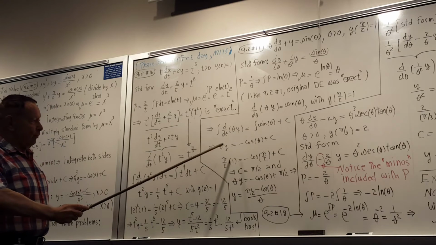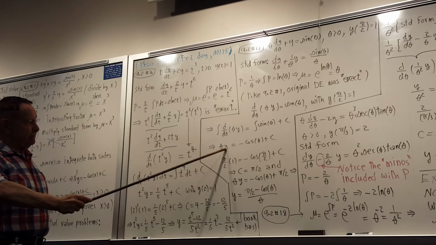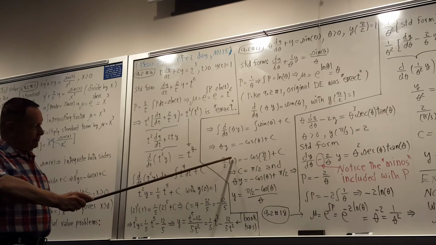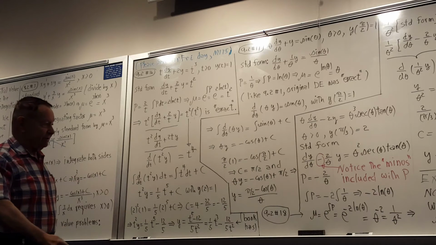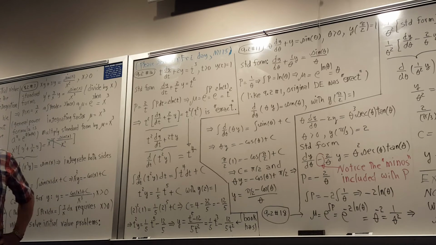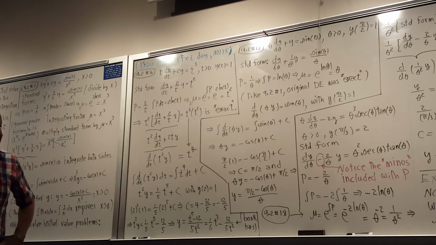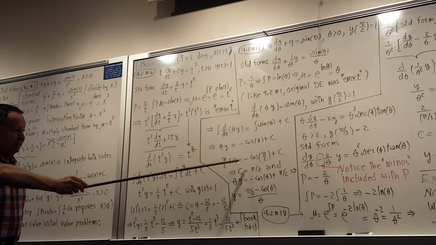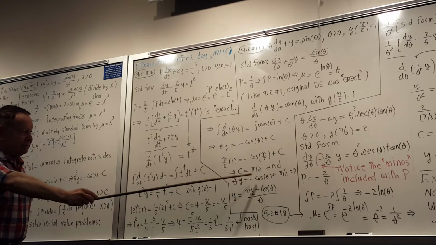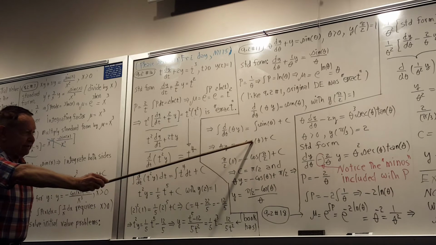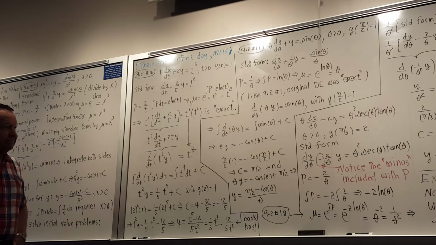So when theta is pi over 2, y is 1. So the numbers go there. Cosine pi over 2 is over here. And cosine pi over 2 is 0, isn't it? So pi over 2 equals your constant. And so your theta times y is minus cosine theta plus pi over 2, and then you can solve for y.